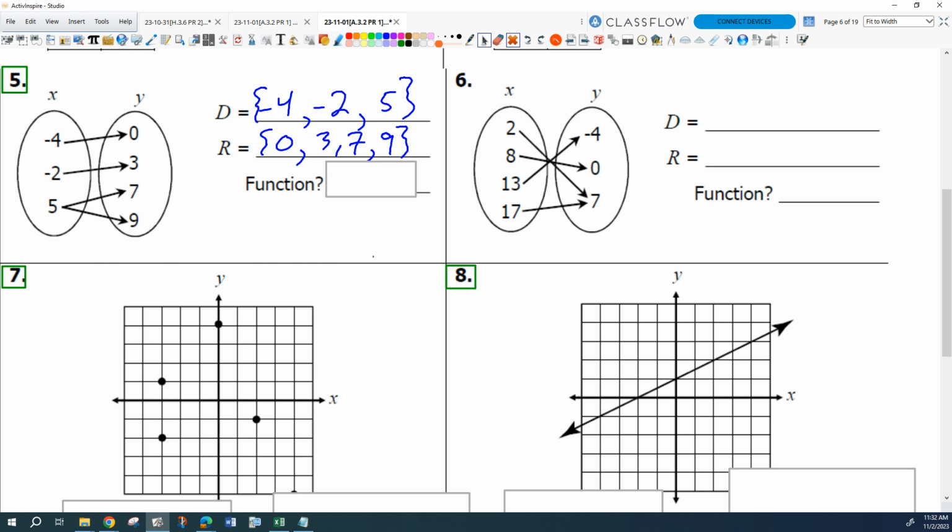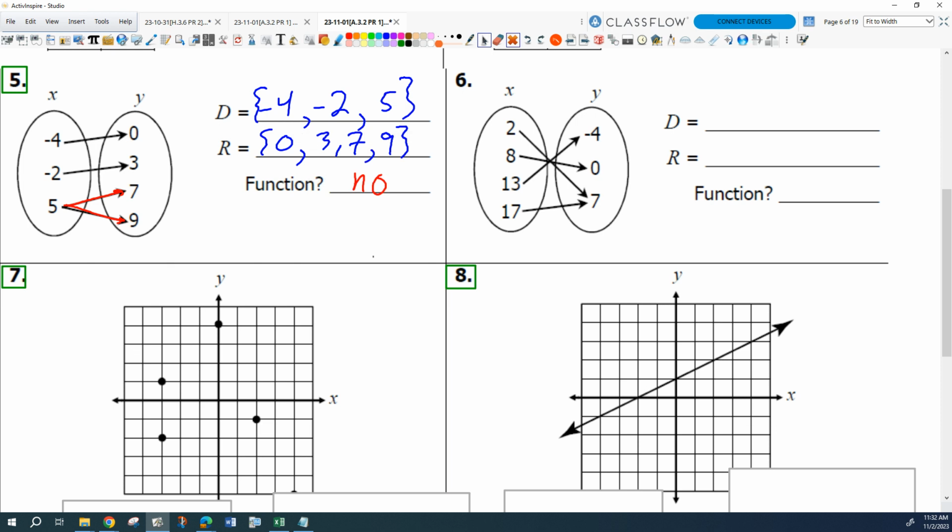Okay, is this a function? Thumbs up or down? How come? Because there's 3 in the domain. Okay, true. There's something else about this mapping that just makes it really obvious right away we got a problem. Yeah, look at that. There's 2 arrows leaving the 5. Okay, that's an issue. So that's 5 twice. So this is not a function, right?